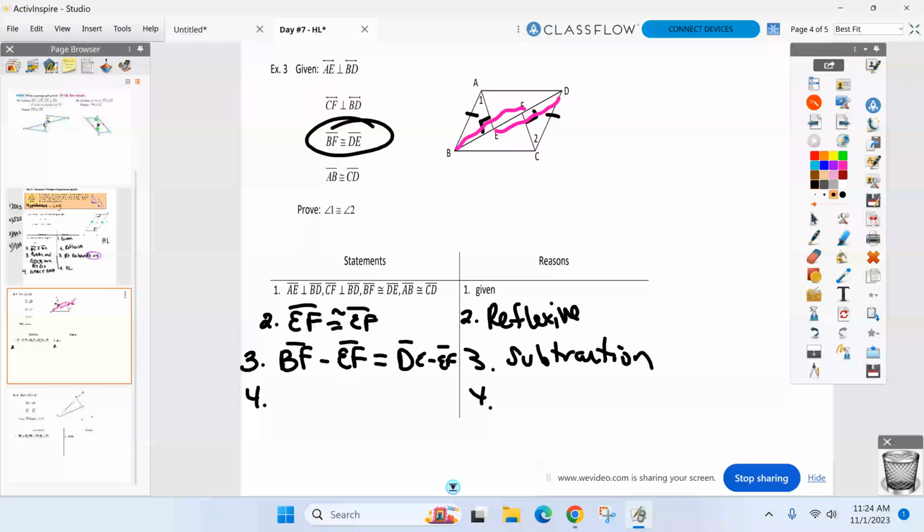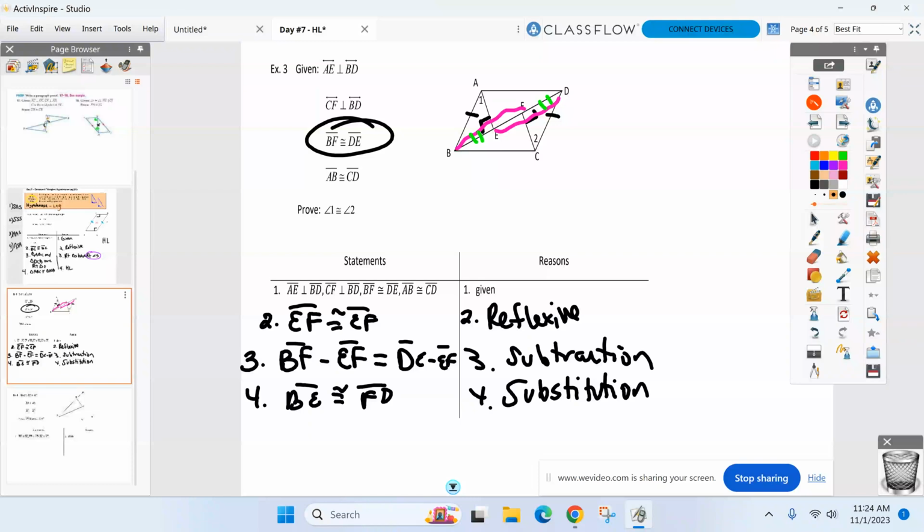And then right after subtraction, we're going to roll with substitution, right? Not going to change. And that substitution step gets us BE congruent to FD. All right, so now I have a second pair of sides. And I get it, guys. It's HL day. I get it.